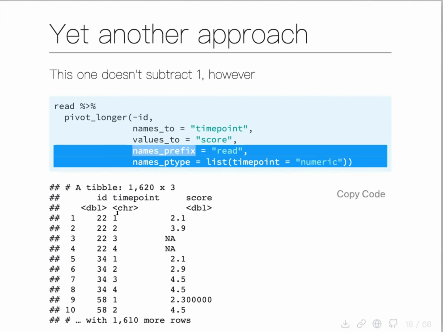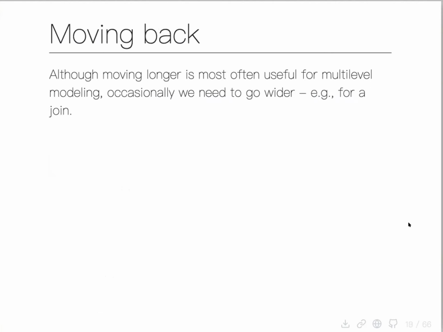But names prefix, right? So this said read 1, read 2, read 3. So with names prefix, I can say here's the prefix for each, for that names column, and it will just pull that off as it does the pivot longer. And then names p type, this should work. I'm not sure why it didn't, but this is saying now take the time point column and change it to numeric. But you can see it's still character. And you would still have to subtract 1, so that's less than ideal anyway.